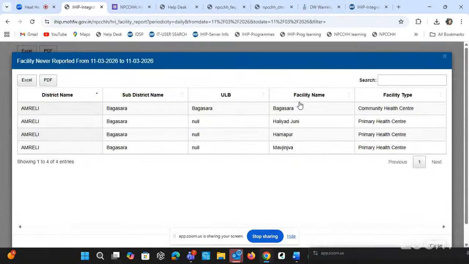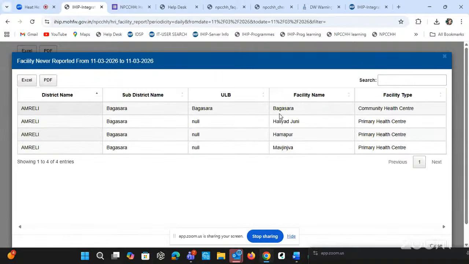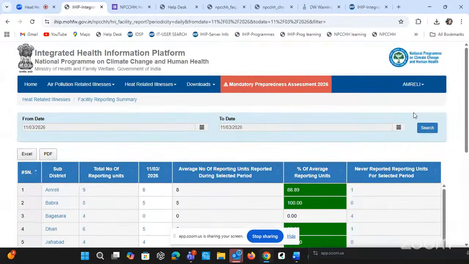So these four facilities are not reported. Okay, thank you. We can move to the next one. Next option in the dashboard.